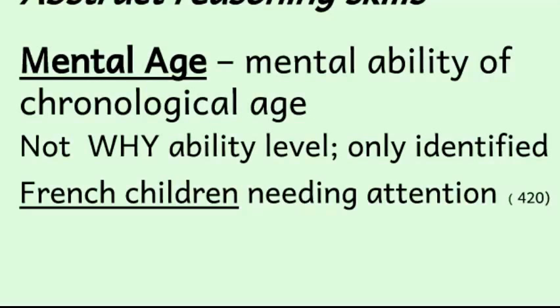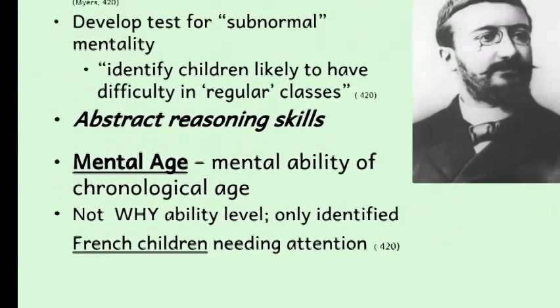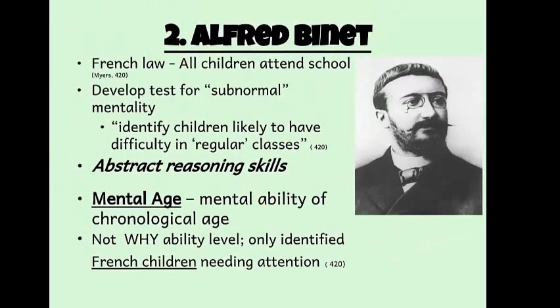So this test is going to be biased. It's not going to be universal. In other words, British children couldn't use this, or American children couldn't use this, because it's targeted at French children, and only those French children who were going to need attention in the educational system. It's the first intelligence test that was ever created.